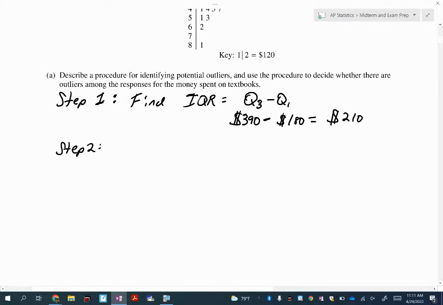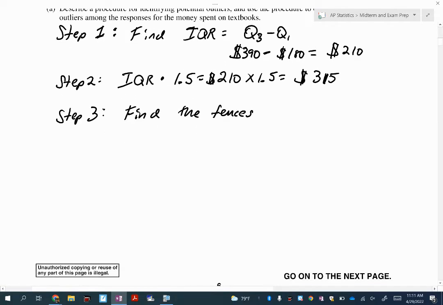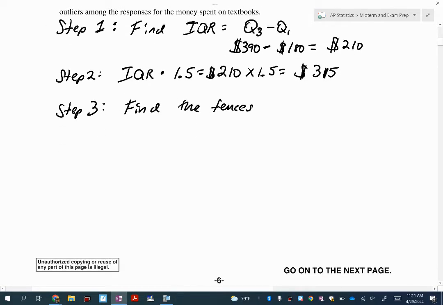Step 2 is where you take your IQR and multiply it by 1.5. So in this case, I'm doing $210 times 1.5. Half of 210 is 105. So that's going to be 210 plus 105, which is $315. Now 315 is what we're going to use for our next step, which is to find the fences. Once you find these fences, this should give you an idea of how you're going to figure out if you have any possible outliers.